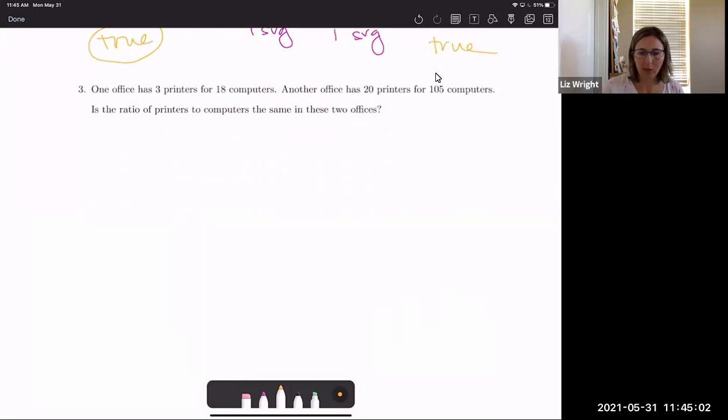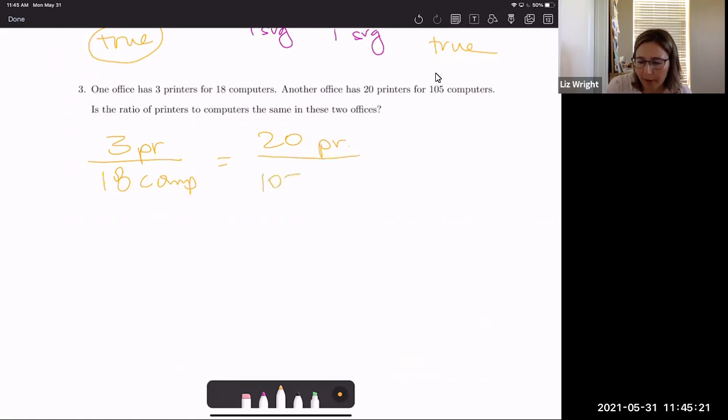Number 3, it says one office has 3 printers per 18 computers. Another office has 20 printers. And again, I'm making sure I'm putting them consistently in order. So printers are going across horizontally per 105 computers. Is the ratio of printers to computers the same in these 2 offices?